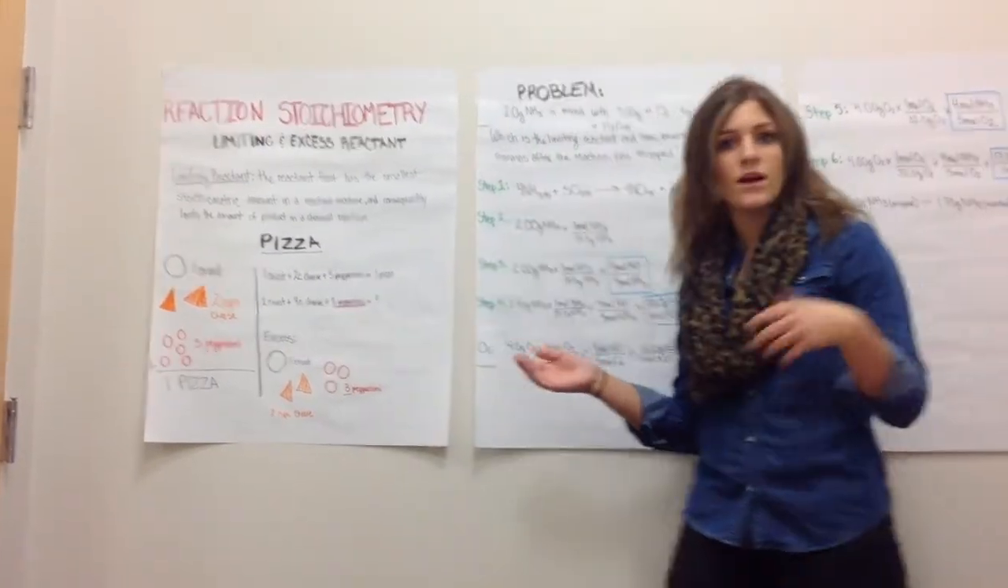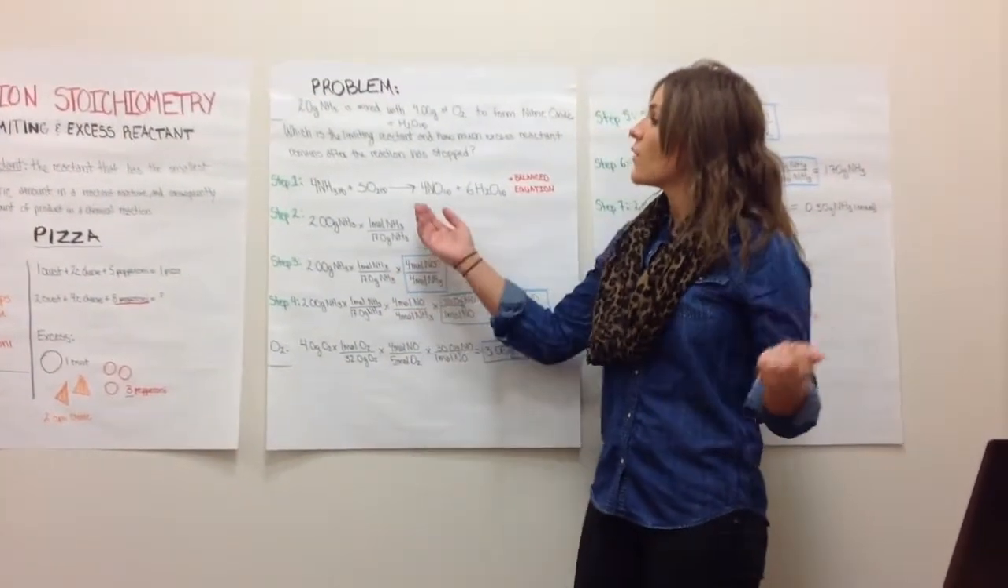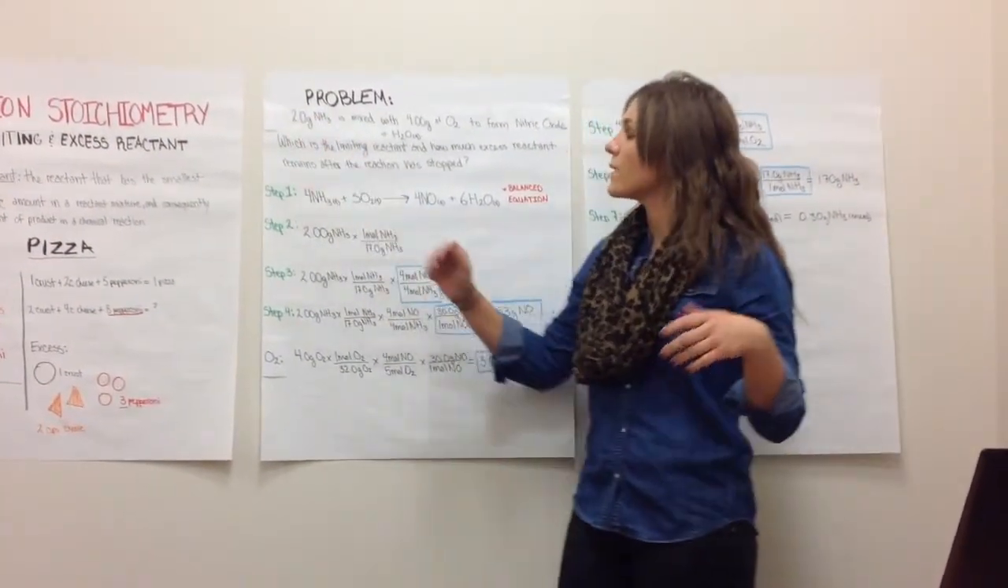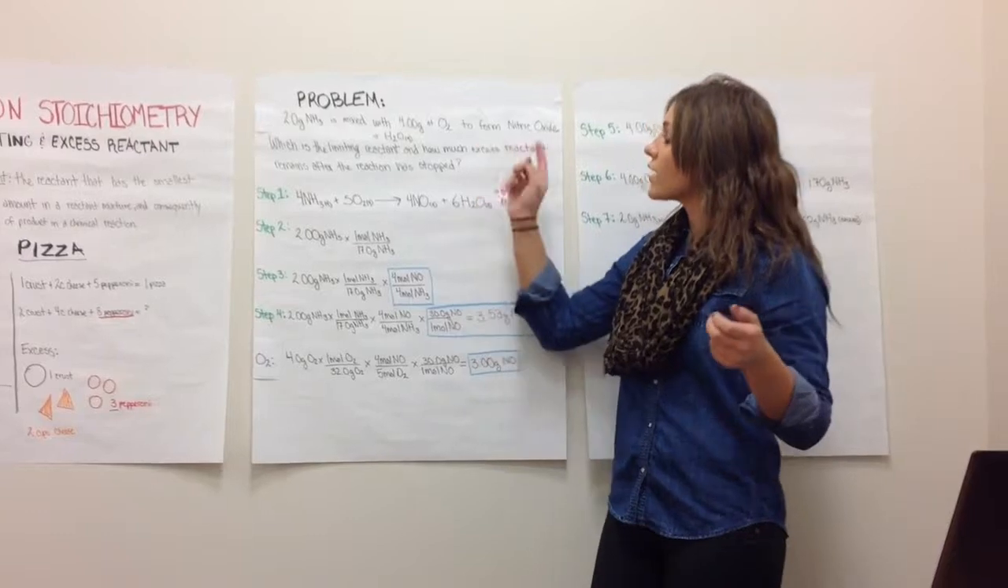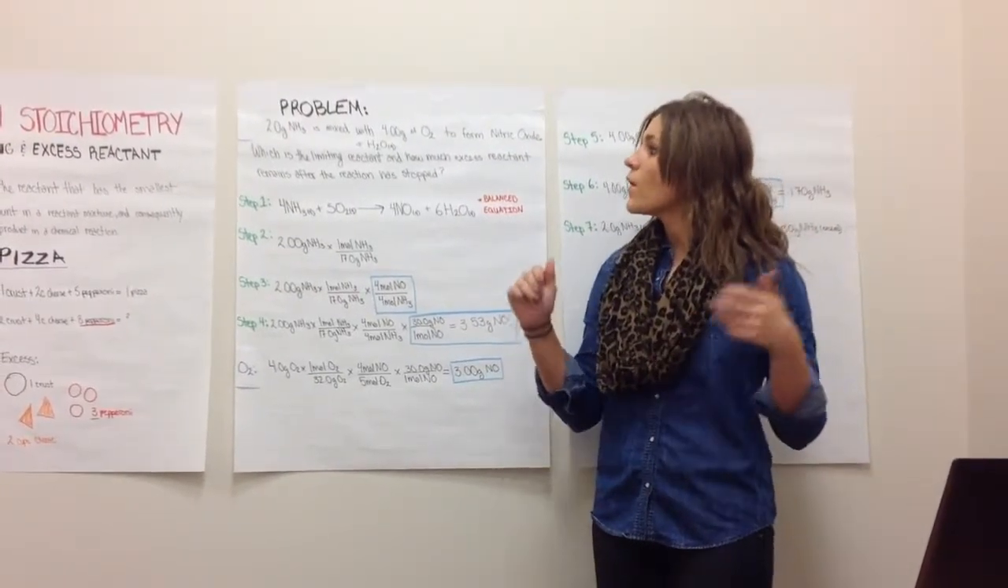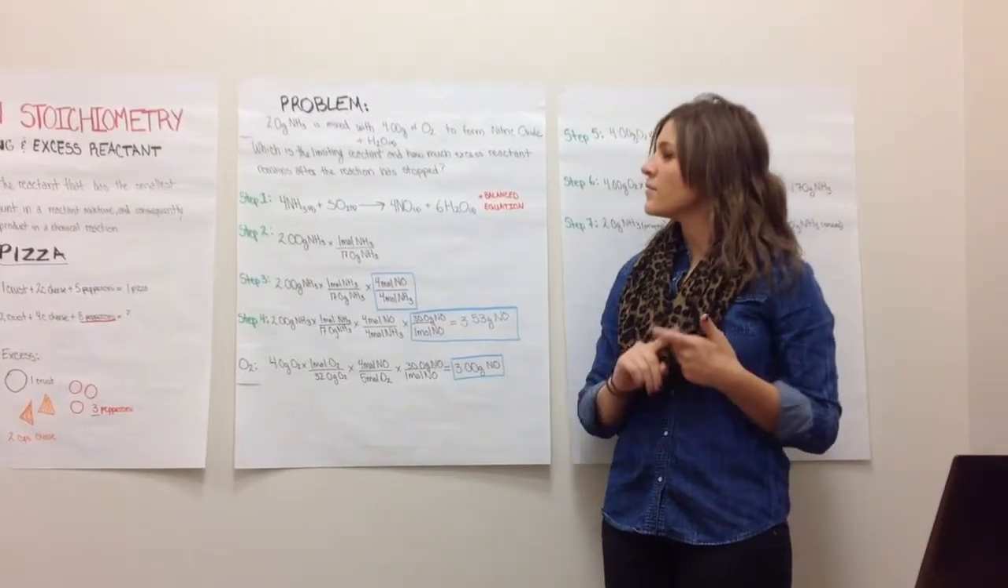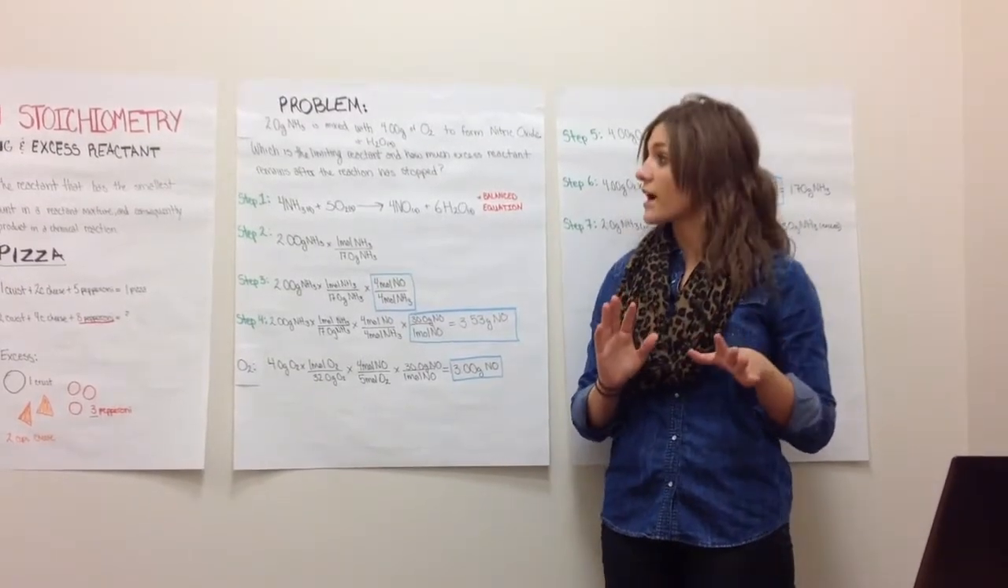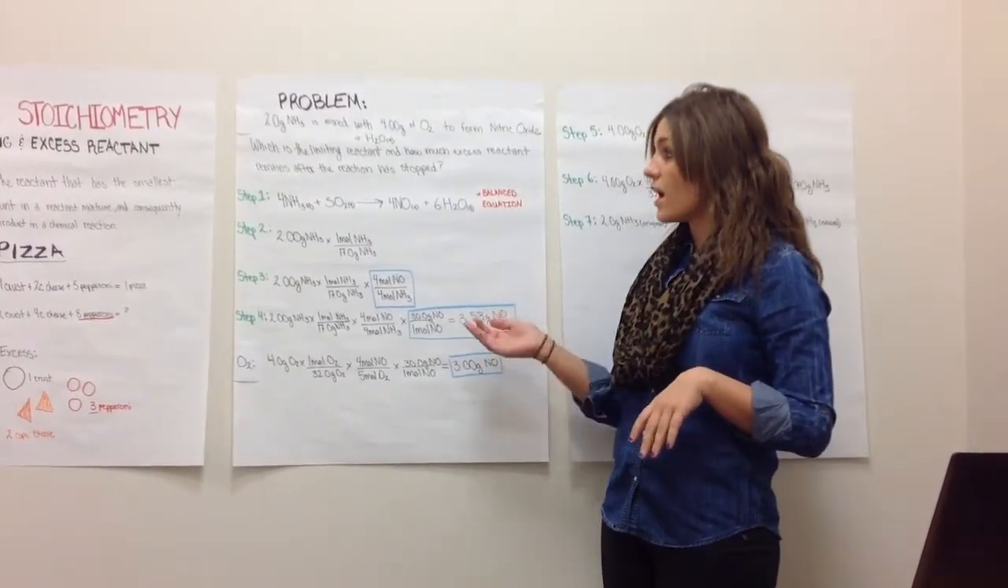So let's go ahead and start off with a basic problem. We have a sample of 2.0 grams of ammonia, and it's mixed with 4 grams of oxygen to form nitric oxide and H2O gas. The question asks, what is the limiting reactant and how much excess reactant remains after the reaction is stopped?